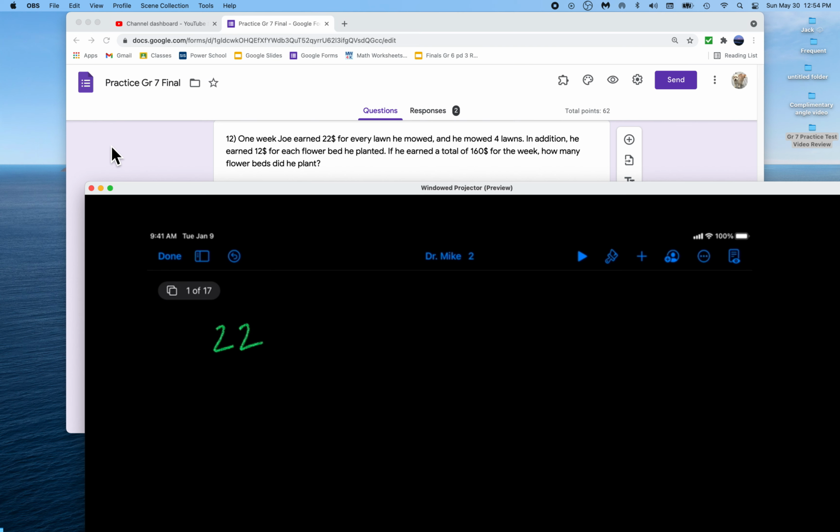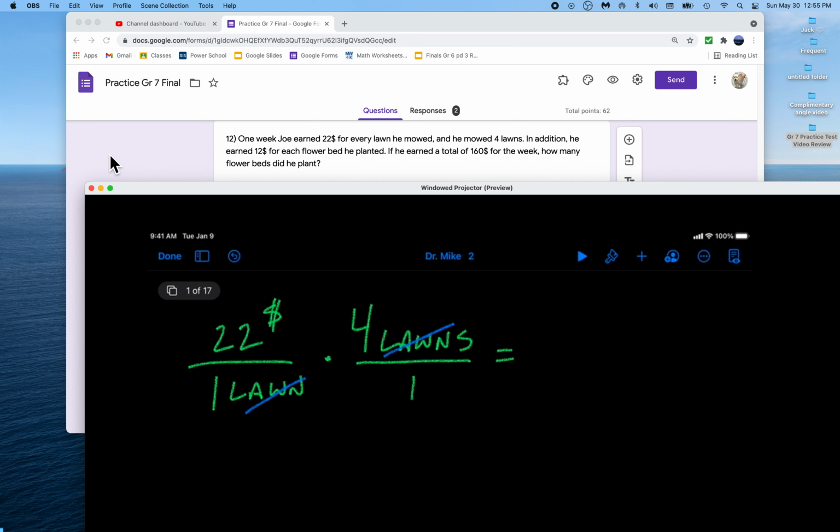Okay, so $22 for every lawn, 1 lawn, times 4 lawns. I'm going to put a hidden 1 there. Folks, look what happens to the units, lawns. They cancel. The dollars is not canceled. Therefore, he's going to make $88 for mowing those 4 lawns.